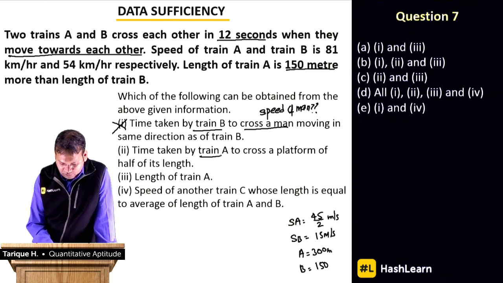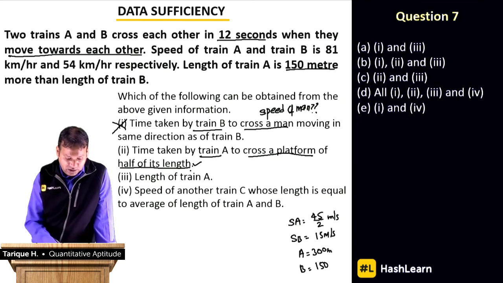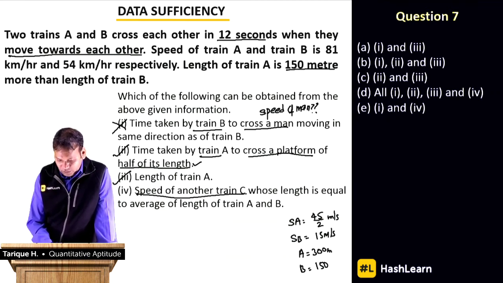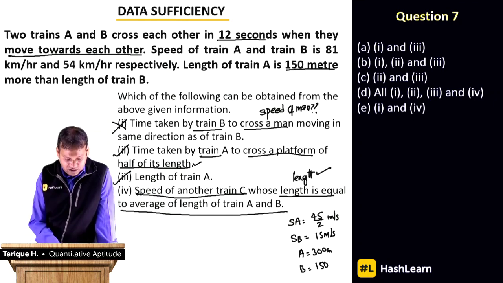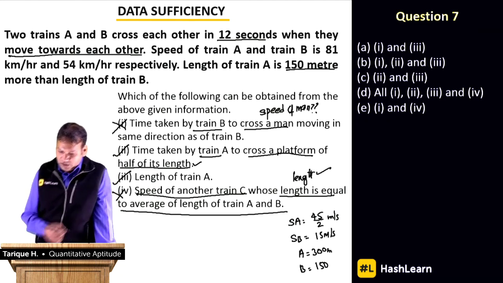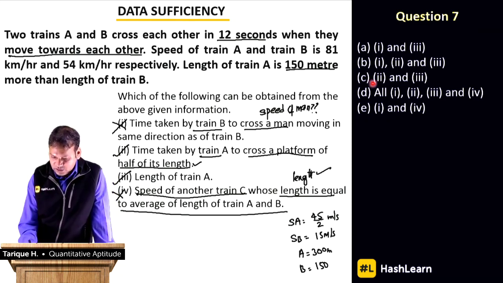Time taken by train A to cross a platform of half of its length. Yes, half of its length means we can calculate the length. Speed of train A is already known to us, so yes, we can solve 2. Length of train A we have already found out. And the third: speed of another train C, whose length is equal to the average length of train A and B. The length we can find out because we know the length of A and B, so we can just add and divide. 225 would be the length. But how do we find the speed? There's no information about speed, so we can't solve this. So it should be C here. This should be your answer, 2 and 3.